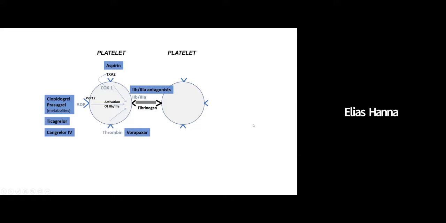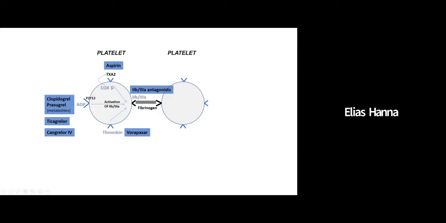So this is a basic slide. There are four main platelet receptors that are relevant to us clinically. The most important, the final common pathway for platelet aggregation, is the 2B3A receptor that you see here. This allows a cross-linking of platelets via fibrinogen molecules.